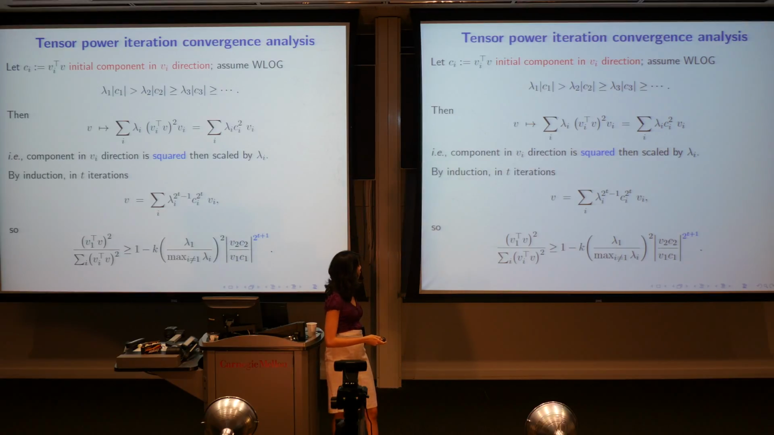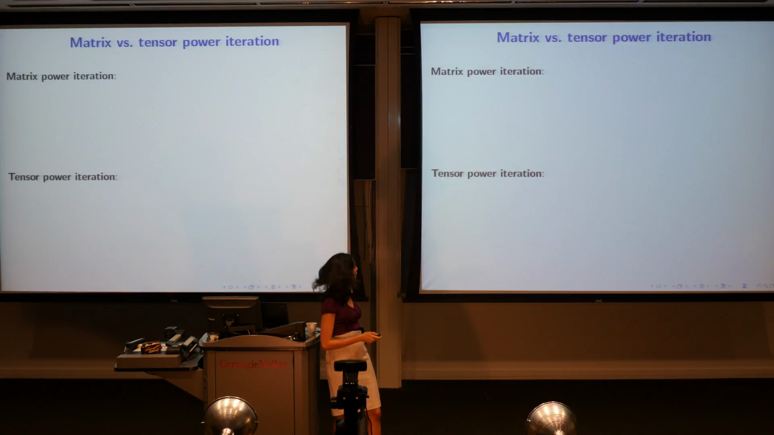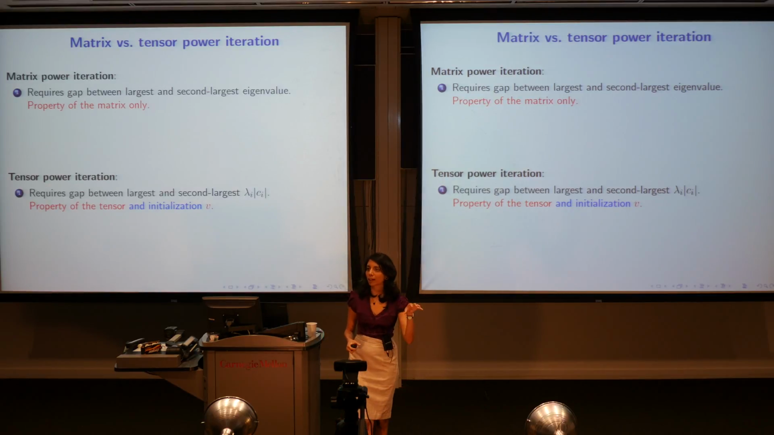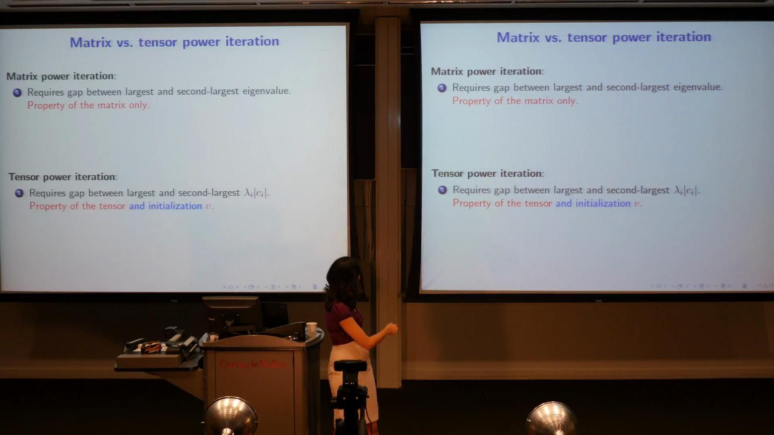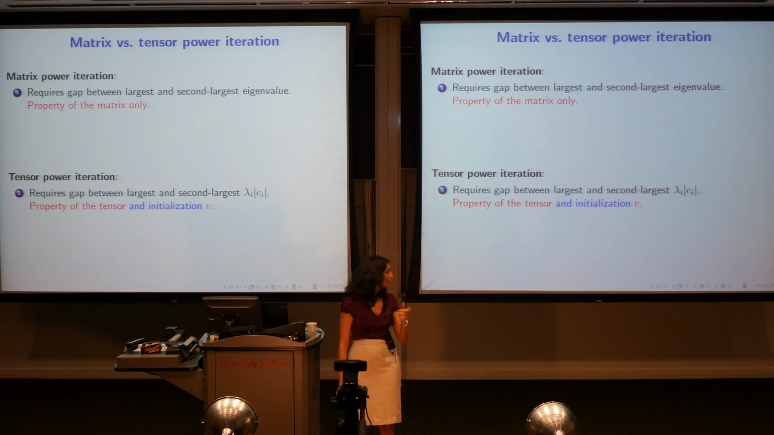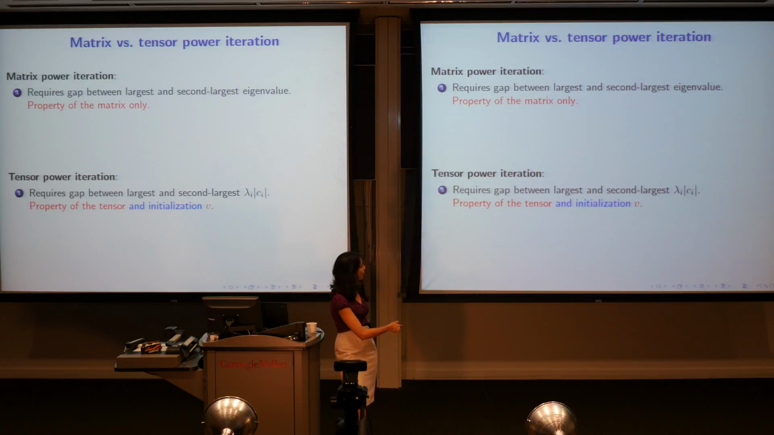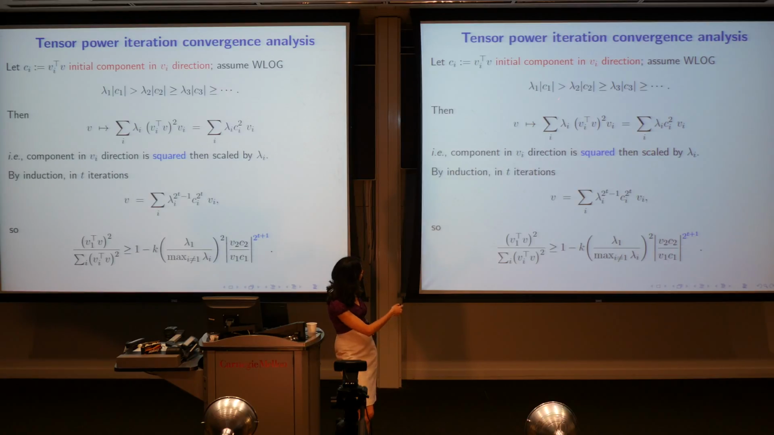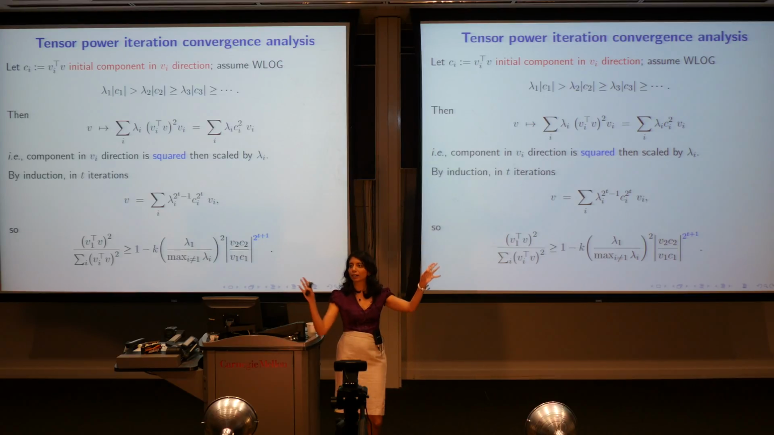Okay? So just to put them side by side, we saw that for the matrix power method, in order for convergence, we needed this eigengap. Whereas for the tensor power method, for convergence, I need a gap between the largest and the second largest product of the eigenvalues times the correlation. Again, you saw that here, if these two were exactly equal, I would not have this convergence. So I need a gap between the top one and the second one.